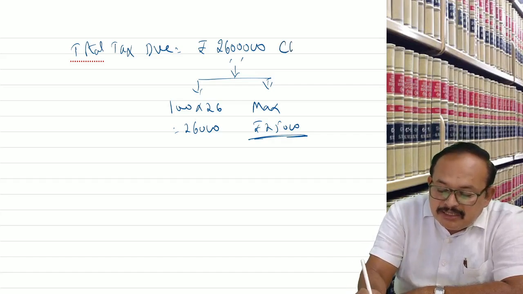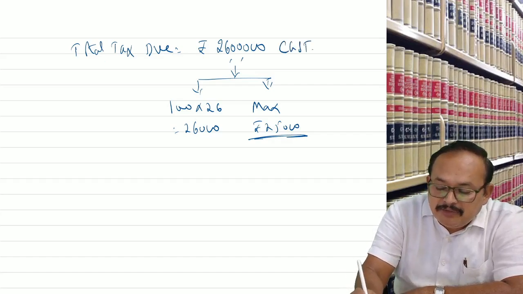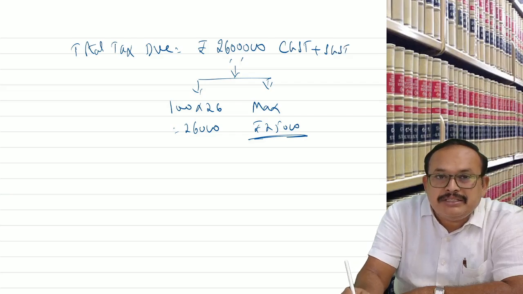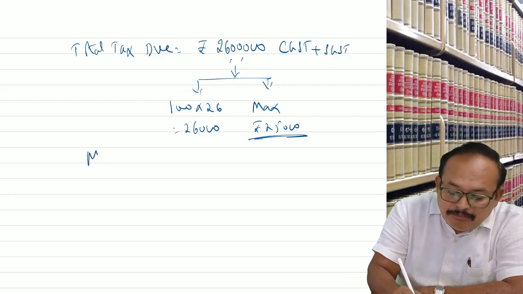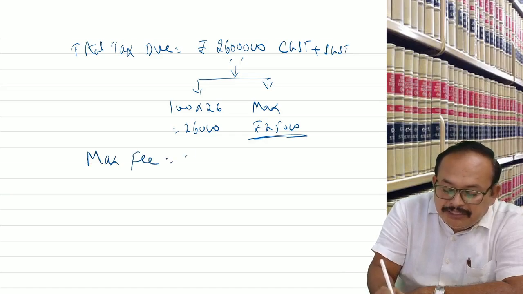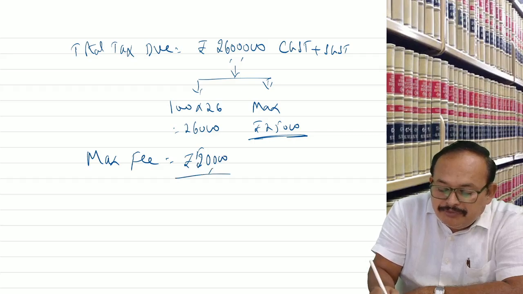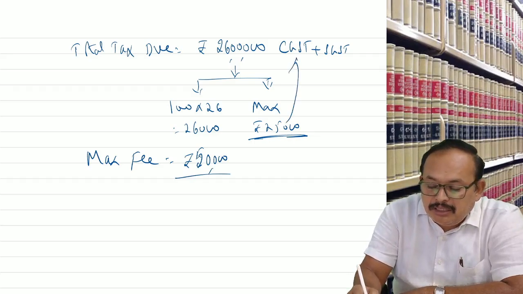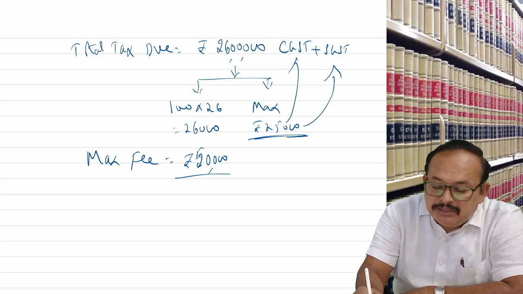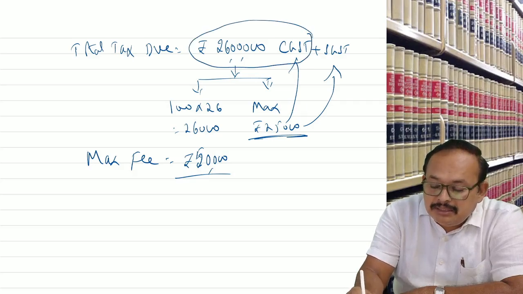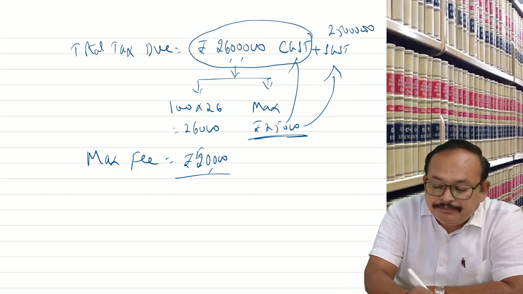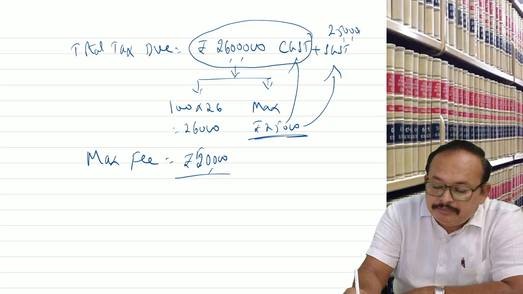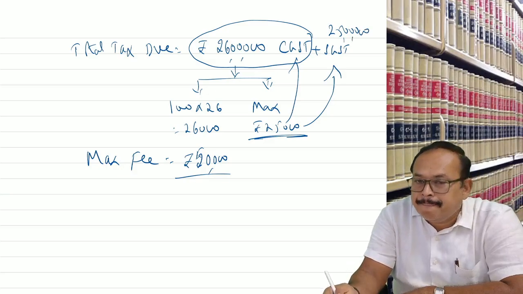If it is CGST, equal amount of SGST, then the maximum fee, how much are you going to pay? How much? 50,000 rupees. This 25,000 and this is 25,000 because this is only CGST. Here also 25 lakhs. It's clear? Get my point, sir?